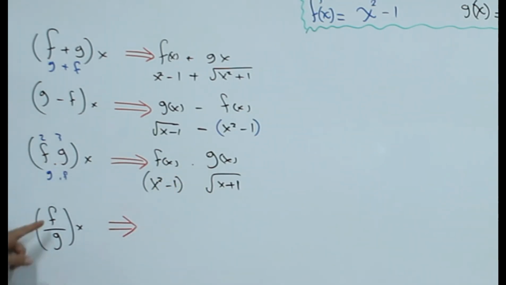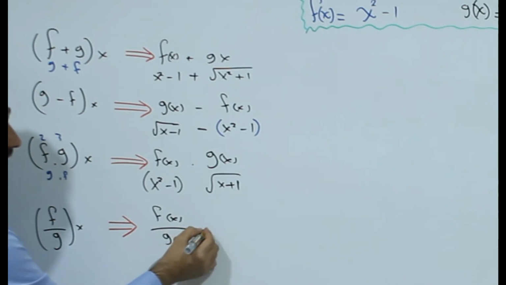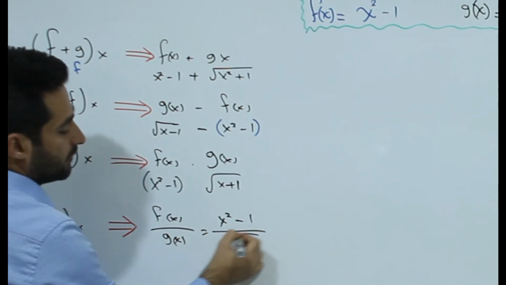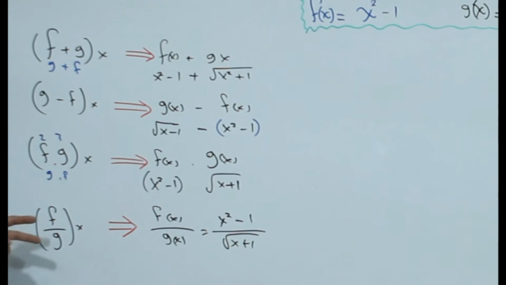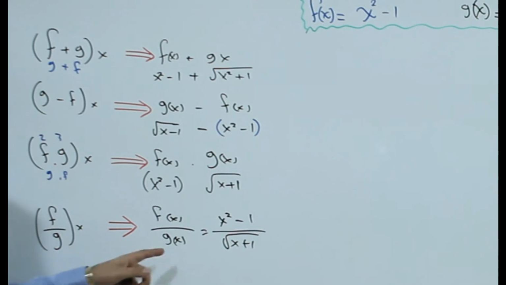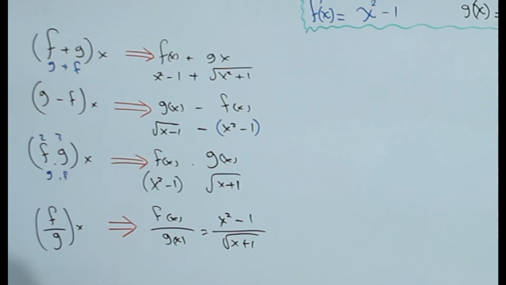How about this function f over g of x? Give this x to both: f of x over g of x, and then instead of f of x, write x squared minus 1. Instead of g of x, write square root of x plus 1. Here, guys, we have to say that g of x can never be 0, because in any fraction in math the denominator can never be 0, because it will not be a real number. This is all the types of subtraction, addition, multiplication and division between two functions.